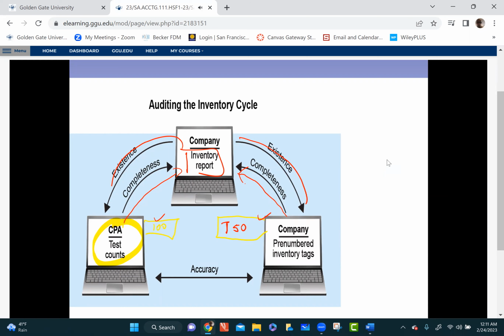You go the other way. You start with the actual physical inventory, you walk it back to the inventory report. And of course, the inventory report reconciles up to the accounting records ultimately, right? Okay, good.